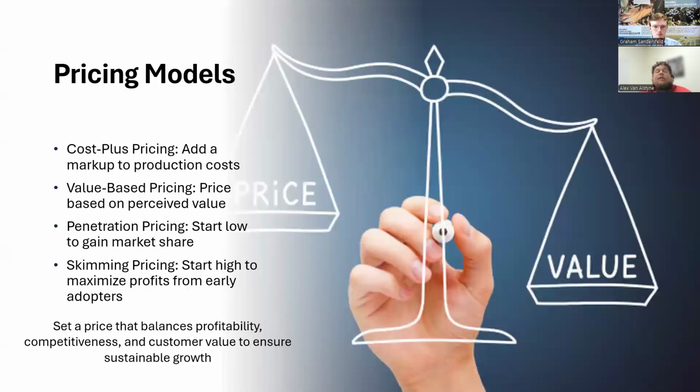So going into the pricing models is one of the most important parts. You can do a cost plus pricing model, which is taking that initial cost and just adding $2, $3, whatever covers your other fees or whatever you would like to make yourself.